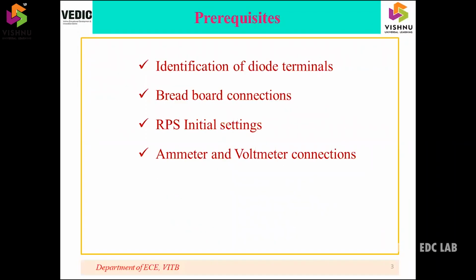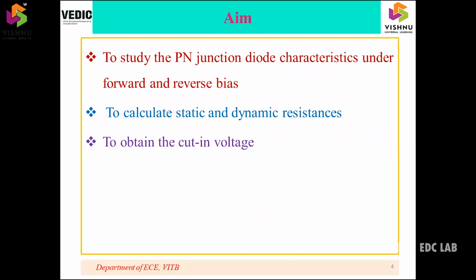The prerequisites are identification of diode terminals, breadboard connections, RPS initial settings, ammeter and voltmeter connection. The aim of this experiment is to study the PN junction diode characteristics under forward and reverse bias, to calculate static and dynamic resistances, and to obtain the cut-in voltage of the diode.